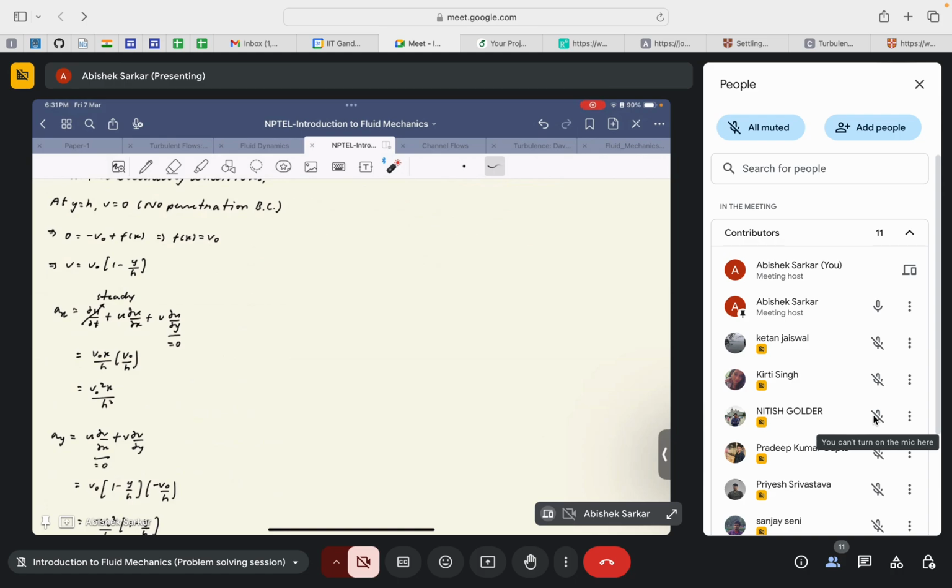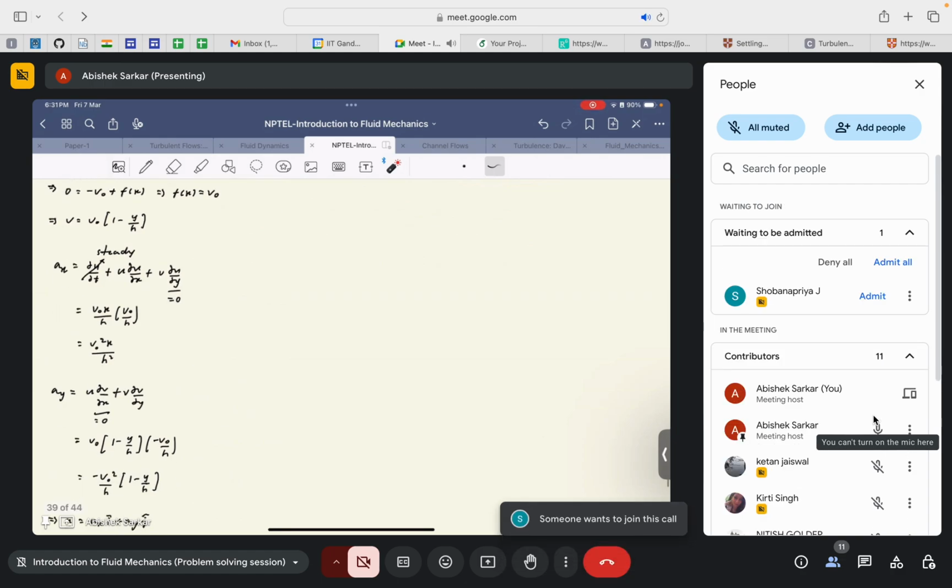I hope by now you have remembered how to find the expression of acceleration, so I don't think we need to reiterate it again and again. You can see that this term would be 0 because the flow is steady. So ax would be given by u ∂u/∂x plus v ∂u/∂y. ∂u/∂y, as we saw, is 0 because u is only a function of x. So we will be left with u ∂u/∂x.